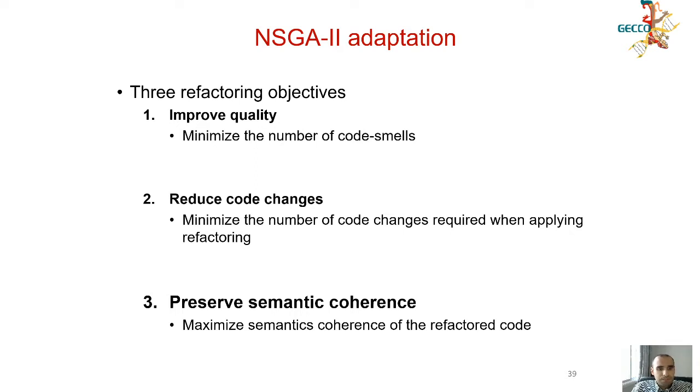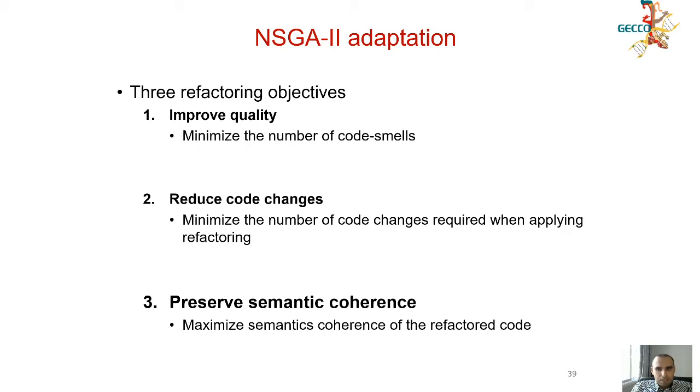Our third objective function is to preserve the semantic coherence. We want to maximize the semantic coherence of the refactored code. In some mechanical or systematic refactoring recommendation approaches, the semantic coherence is not taken into consideration. For example, we can move a method calculate salary from class employee to class car. From a metrics-based assessment, the cohesion could be improved and the coupling could be reduced, but having a method calculate salary in the class car does not make sense semantically. So the semantic coherence needs to be taken into consideration.